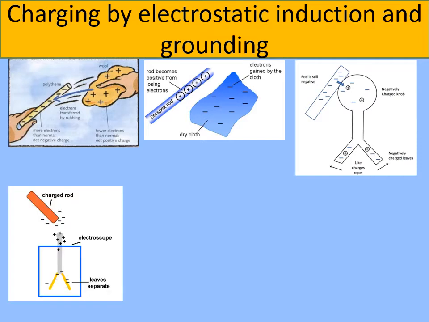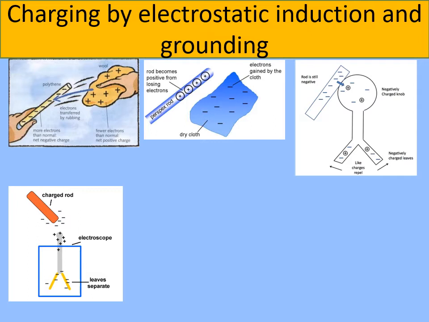Now, with induction, it's a little bit different. Electrostatic induction is where the same charged rod, let's say it's a polythene rod, doesn't come into contact with the electroscope. We just bring it close by. So let's assume we have a negatively charged rod as in this diagram, causing electrons to be repelled down the scope. No transfer of electrons from one body to the other is taking place here. It's just a repulsion of these electrons.